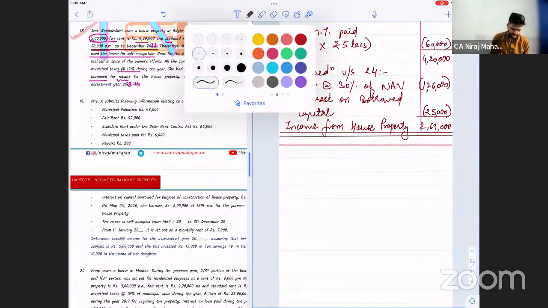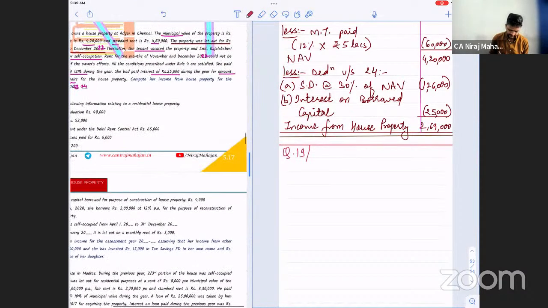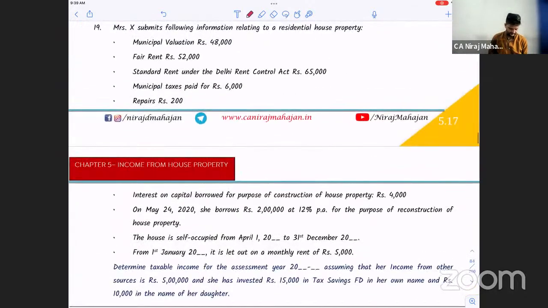Question number 19, 5.17, NDM. Obviously, I'll read the question with you. Ready, everybody? Chalo. All of you have notes, na? My PDF file is also available on Google Drive for notes. Correct? All of you have access?